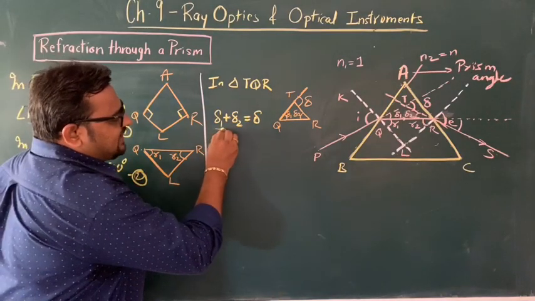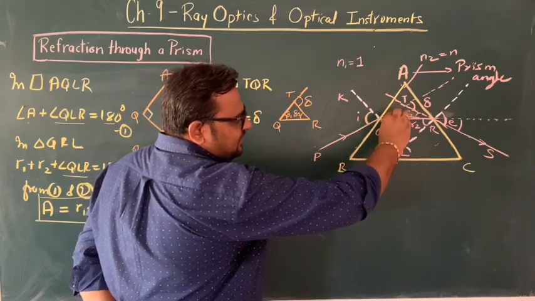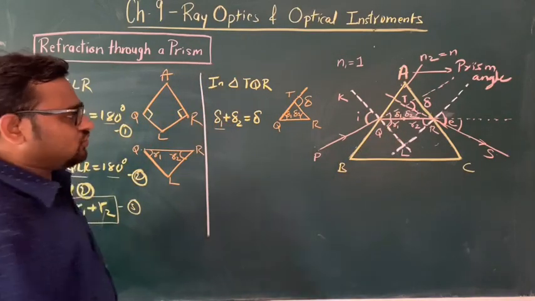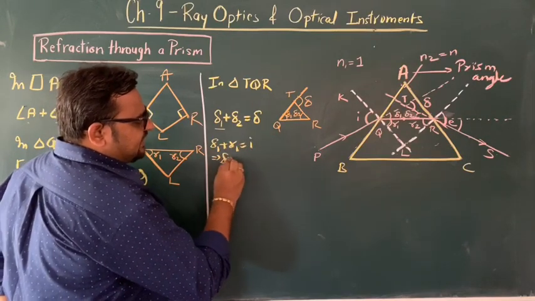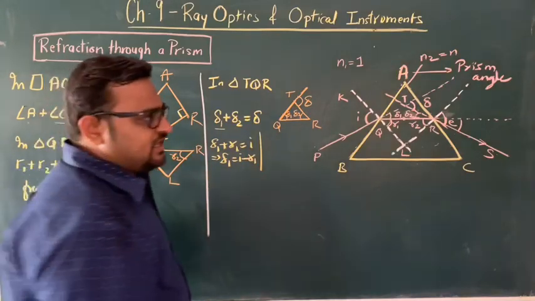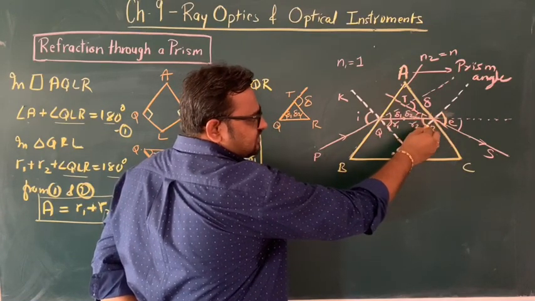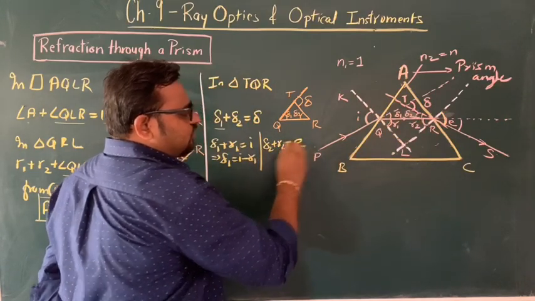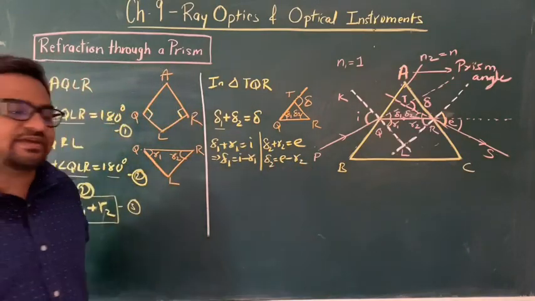Okay, so now see delta 1. If I see in this figure, this is the angle of incidence I, and this is its vertical opposite angle, that is delta 1 plus R1. So delta 1 plus R1 equals I, that implies delta 1 equals I minus R1. If I take this side, this is the emergent angle E and this is the vertical opposite angle. So this is delta 2 plus R2. Delta 2 plus R2 equals E. That means delta 2 is equal to E minus R2.